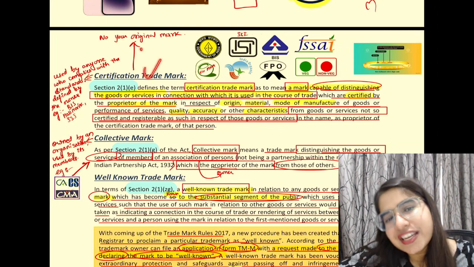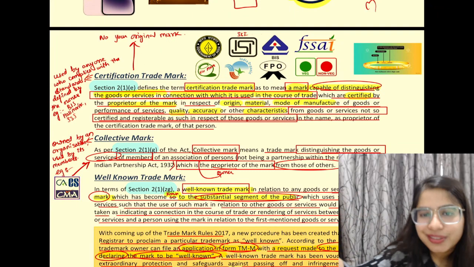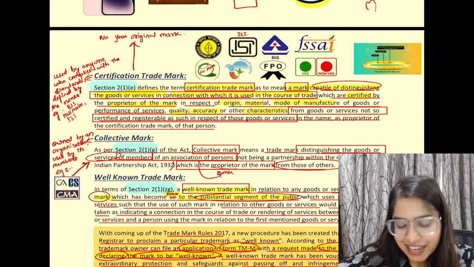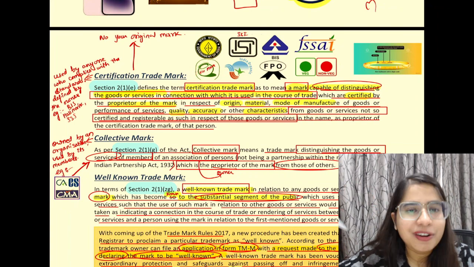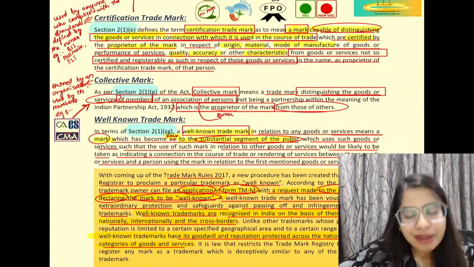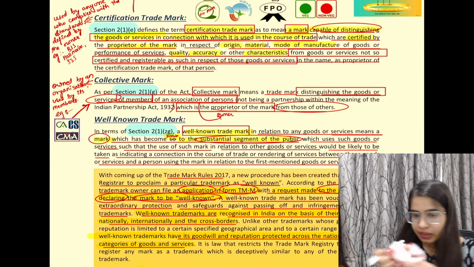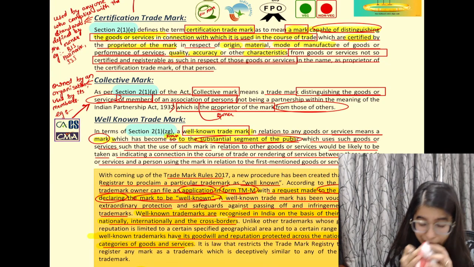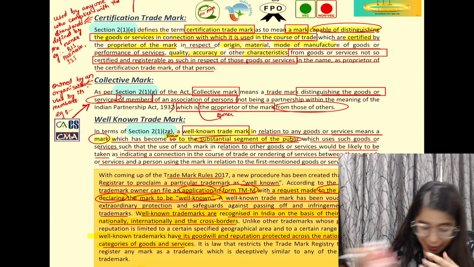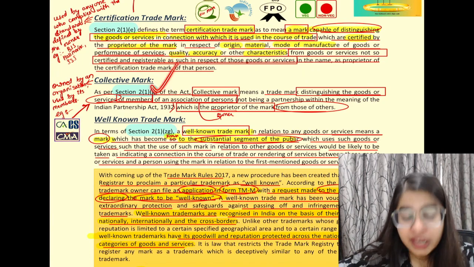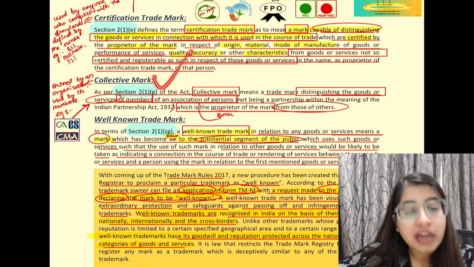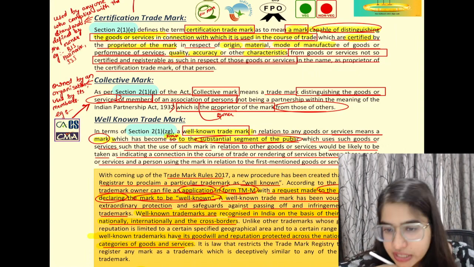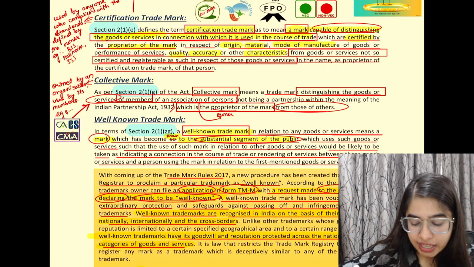Anyone can take a certification trademark by just applying to the authority, fulfilling the requirement and getting a certificate from them. Anyone can use a certification trademark. You don't need to be a member of that body. But in a collective mark, if you're using a collective mark, you have to be a member of that body. Like if I want to use CS, I should be a member of ICSI, then only I can use the collective mark.